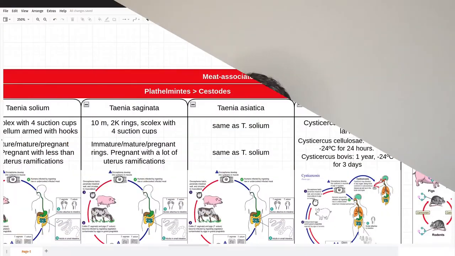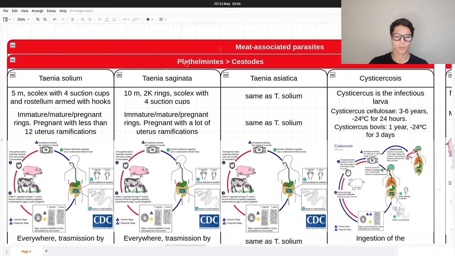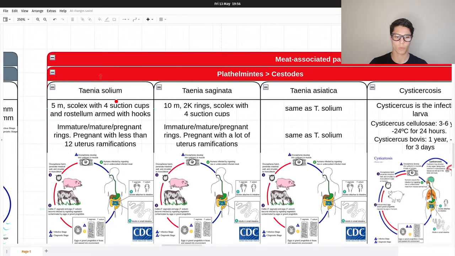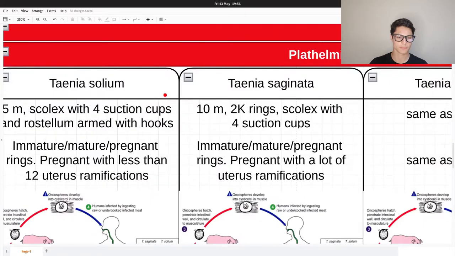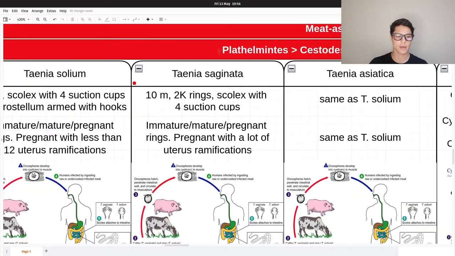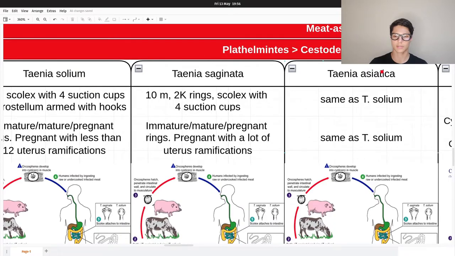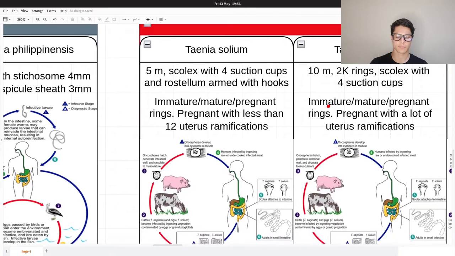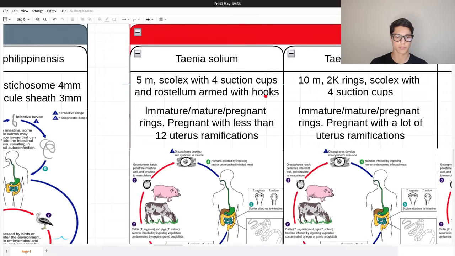Let's go. So we are going to start with the cestodes. Do you remember the belt-shaped, flat, worms? So here we have Taenia: Taenia solium, Taenia saginata, and Taenia asiatica. You know Taenia for sure, it's a very popular parasite.